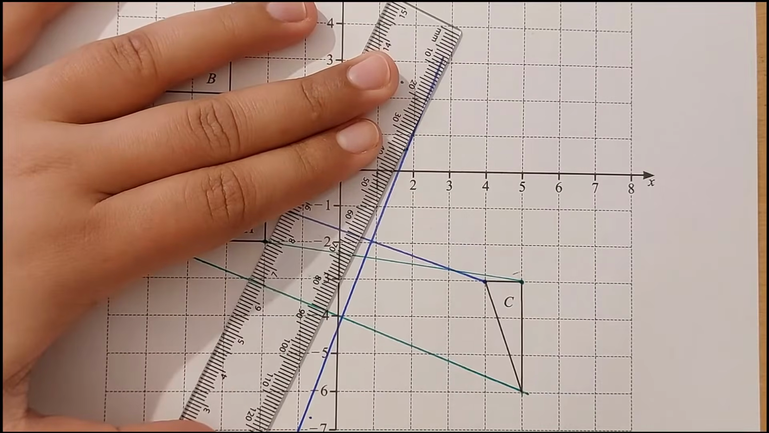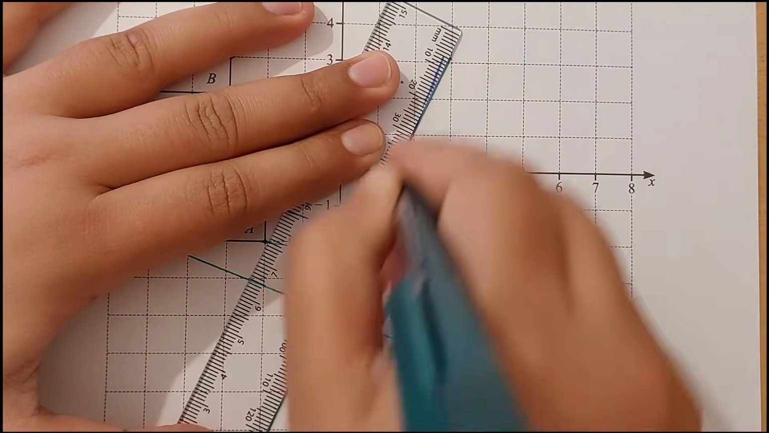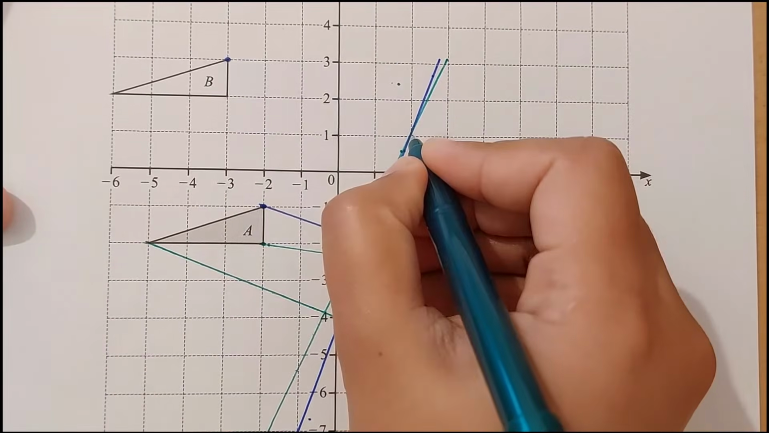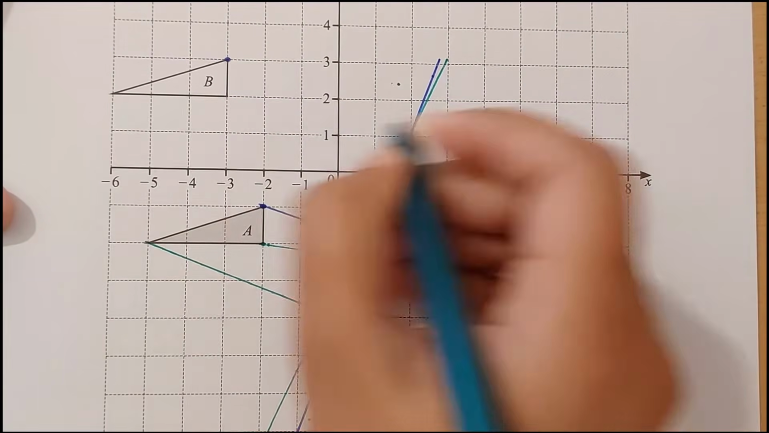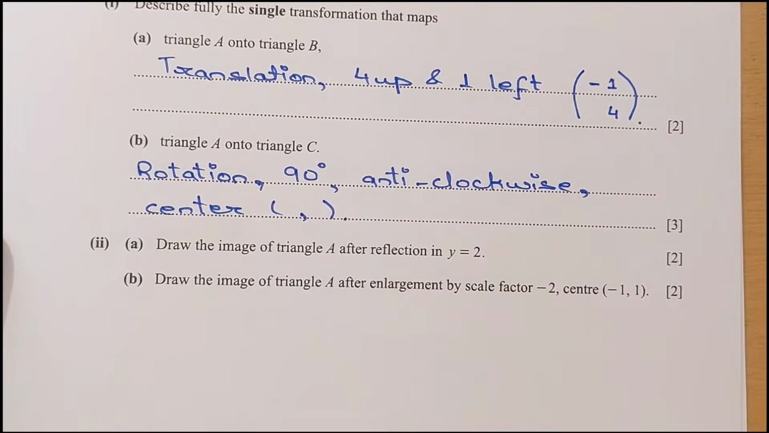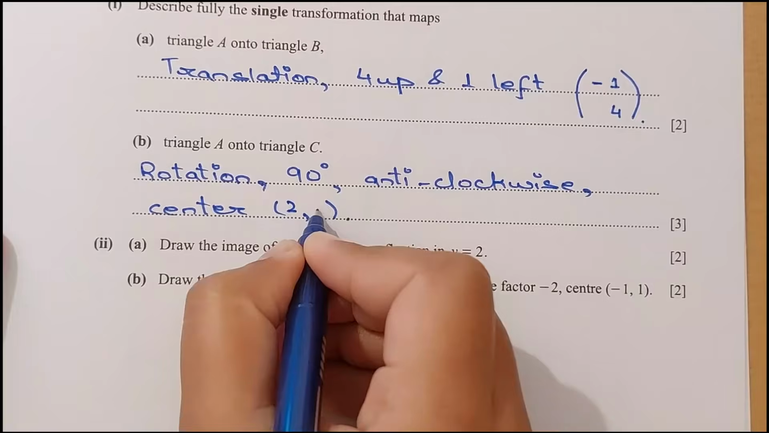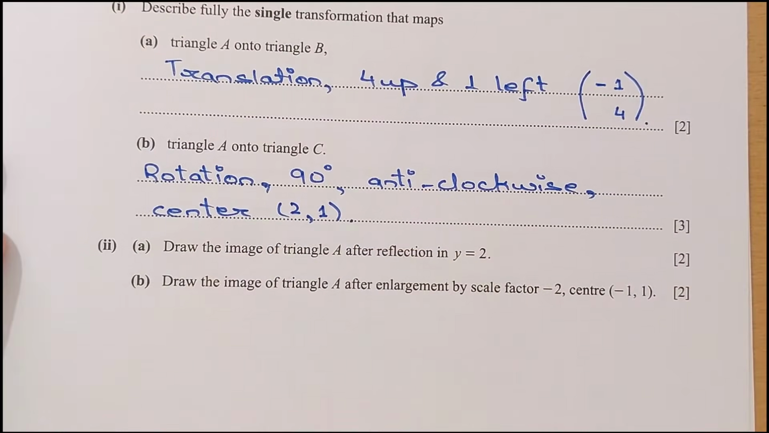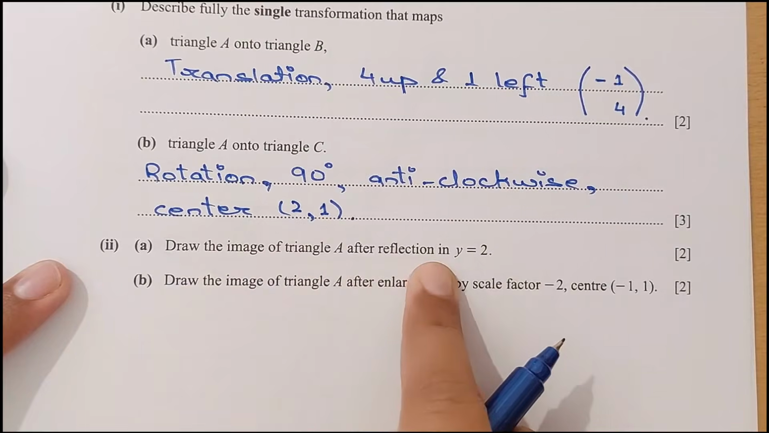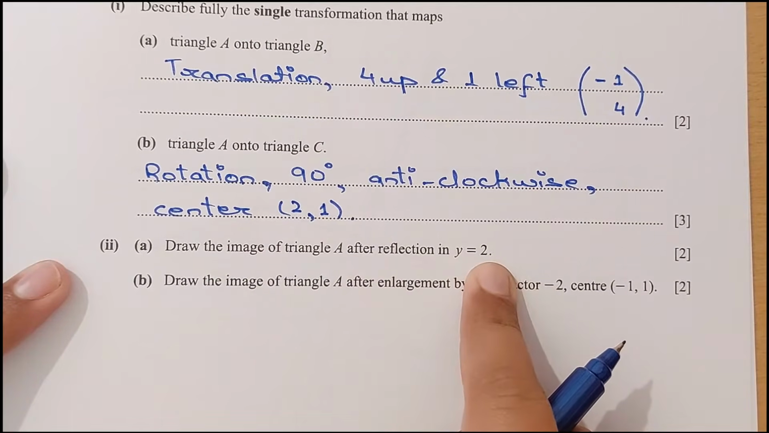As you can see, both perpendicular lines pass through the point where x is 2 and y is 1. So this is the center of rotation, right? So the center of rotation is (2, 1). Now for the second part, A: draw the image of triangle A after reflection in y equals 2, right?